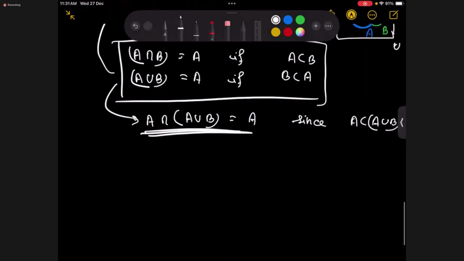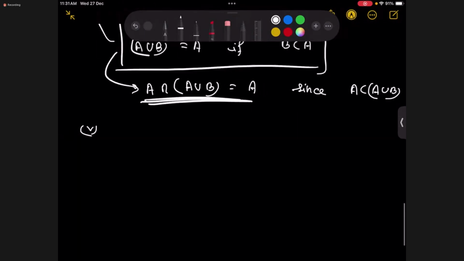Now give one example, like example 5. Suppose we have A intersection B is equal to A union B.